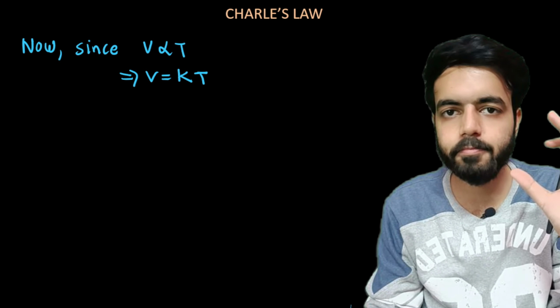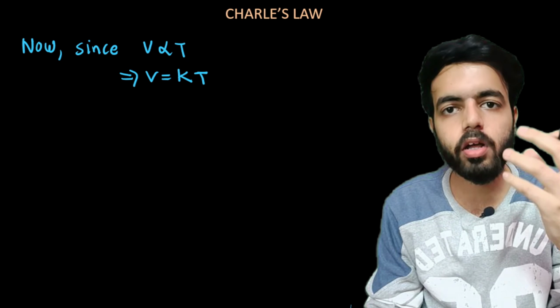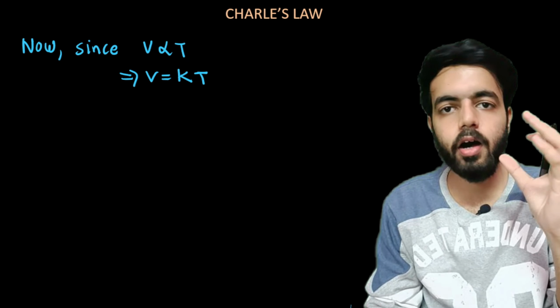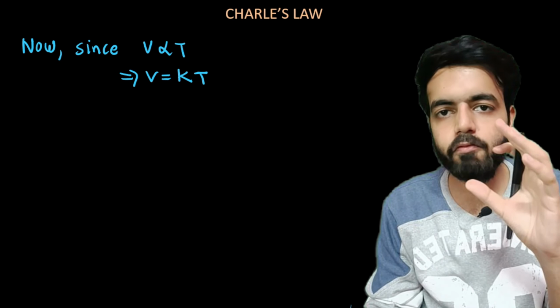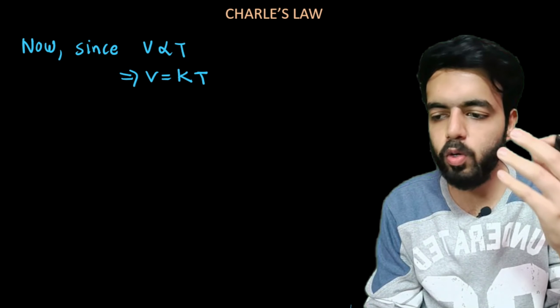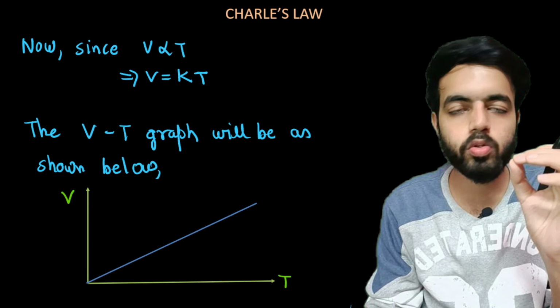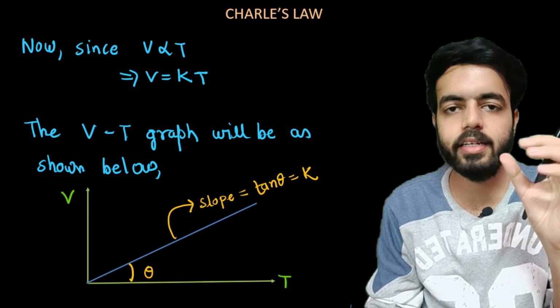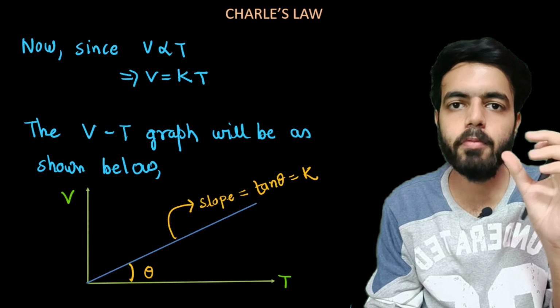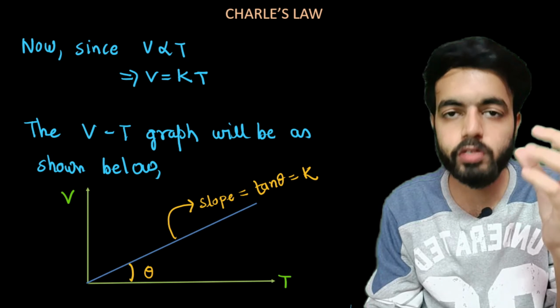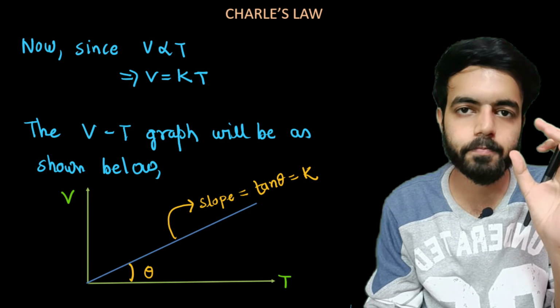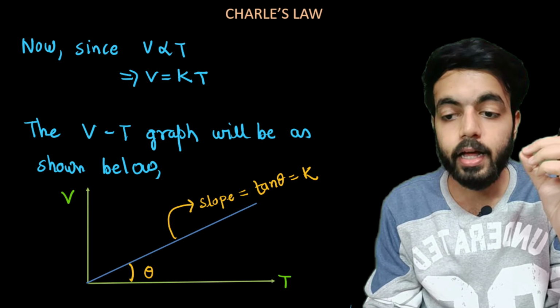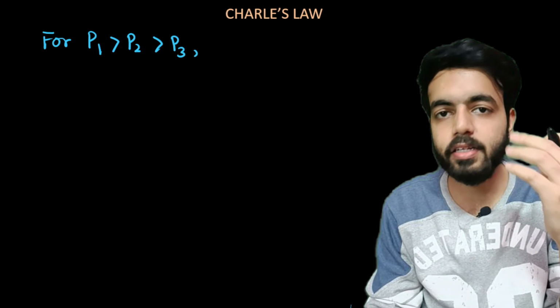So now, since we know that V is directly proportional to T, this implies that V is equals to KT. Now, if we plot a VT graph under constant pressure, that graph will be the graph of Charles law, which will look like this: a straight line passing through the origin. Okay, if the angle of inclination of this line is theta, then the slope of this line will be equal to tan theta, which will be equal to the constant K. Simple.